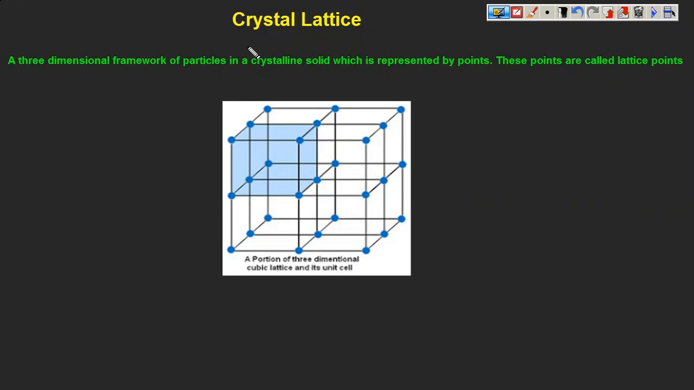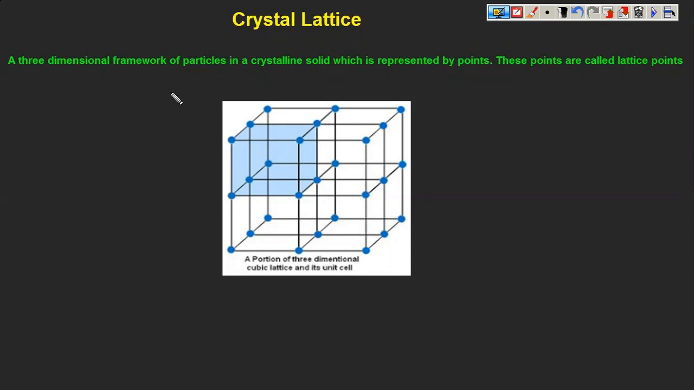In our previous video we discussed amorphous solids and crystalline solids, and the differences and characteristics between them. Here we will discuss the crystal lattice, the unit cell and its types. So let's start with the crystal lattice.